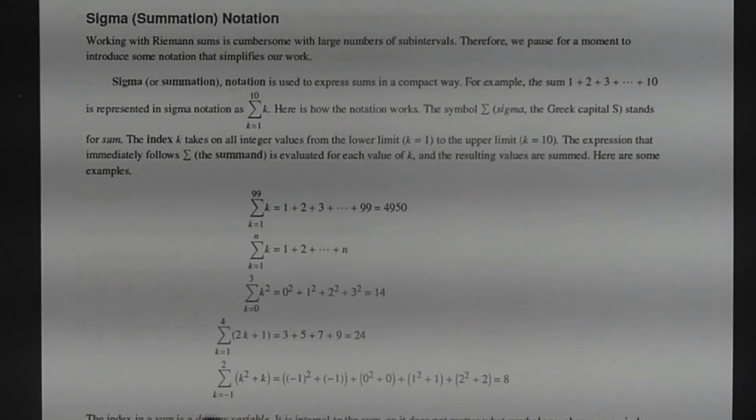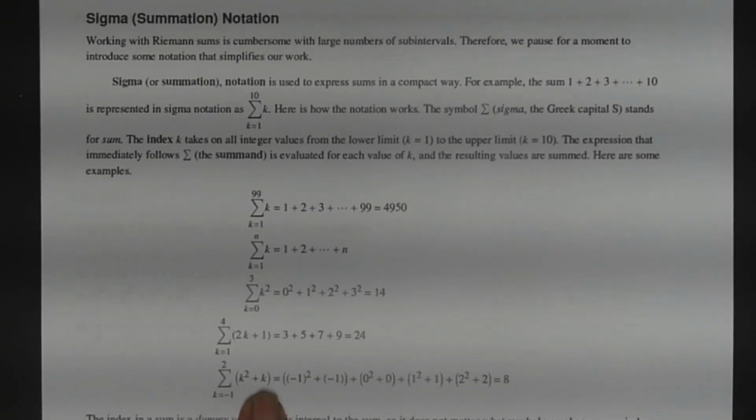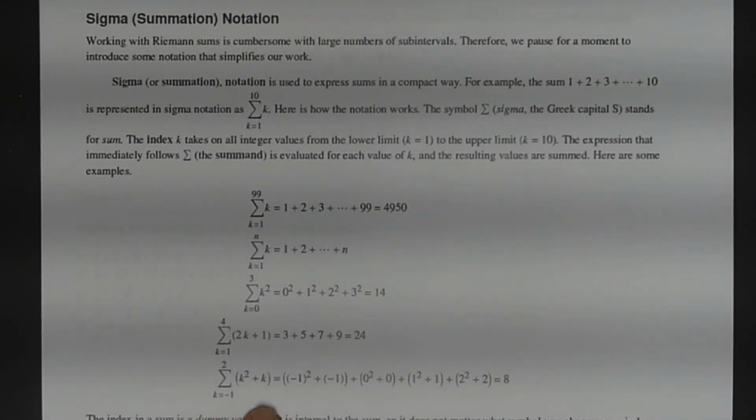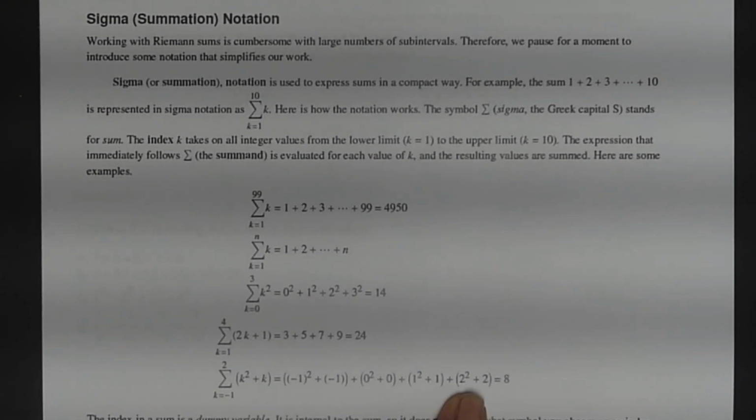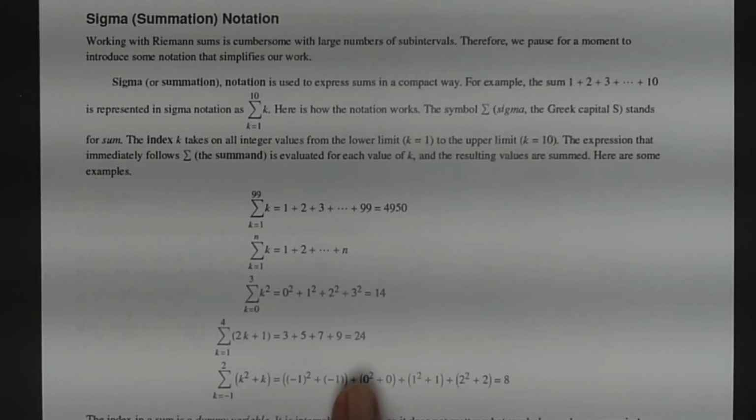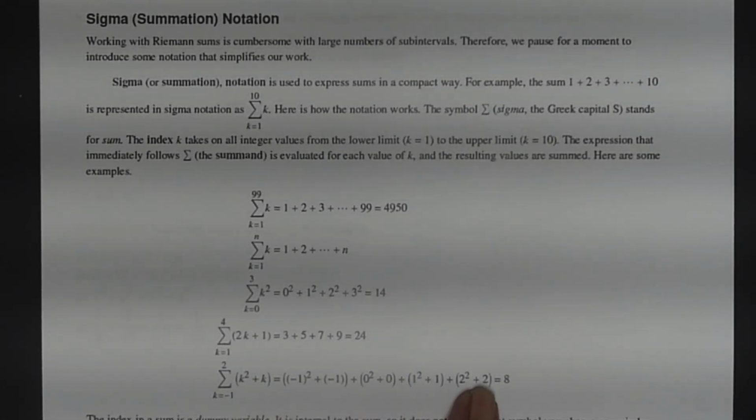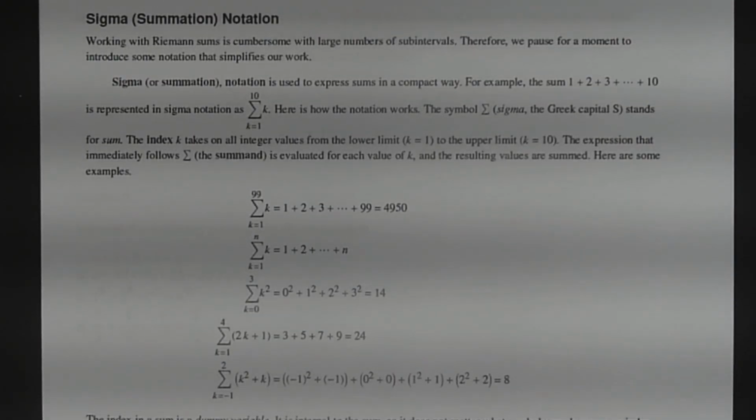And then the summation from k equals negative 1 to 2 of k squared plus k. So we start with negative 1, and then 0, then 1, and then 2. Simplify each one of these, get the sum, you get 8.